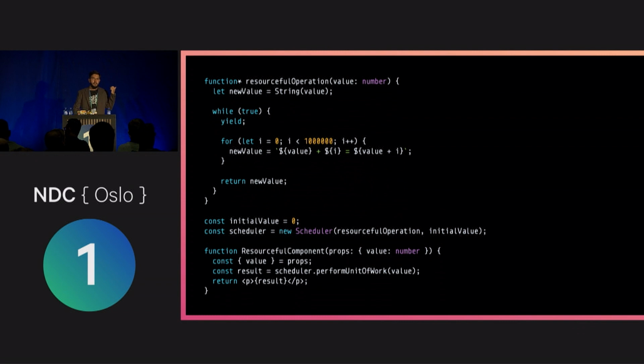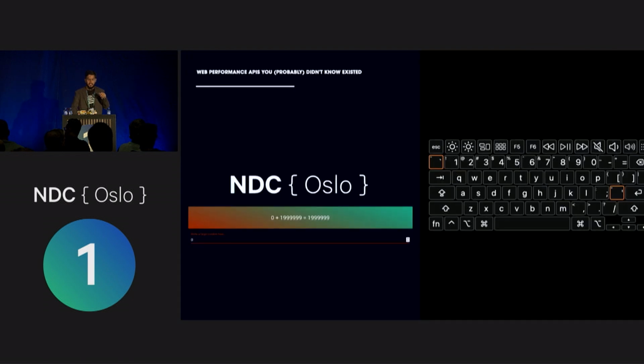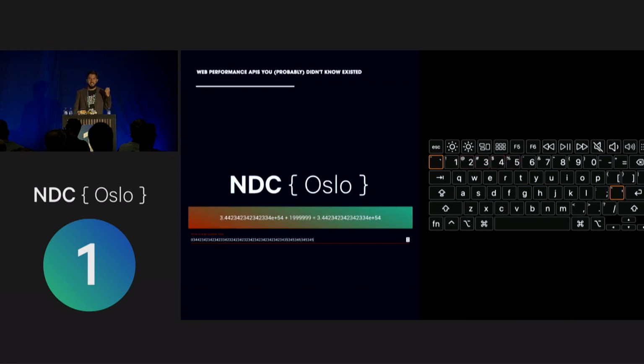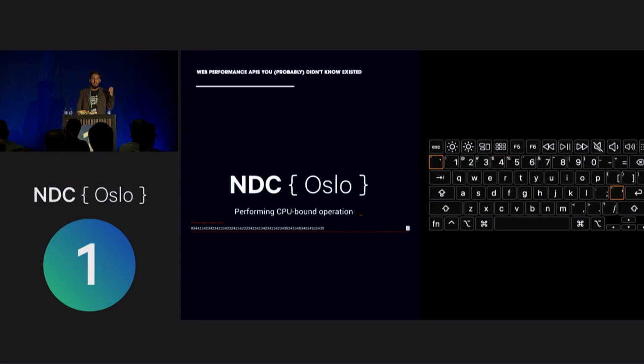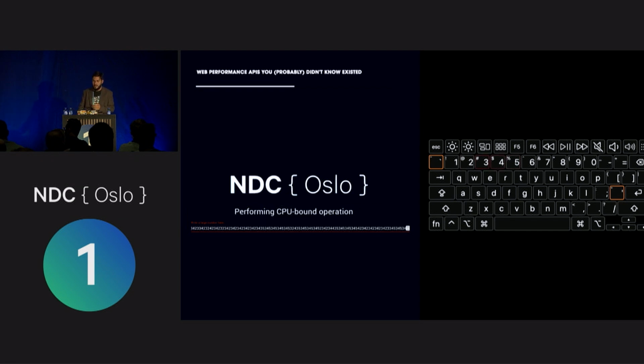We could turn that code a bit and, for example, promote it to a generator. And inside this generator, we yield execution back to the browser. So if we see that, these are going to be the results. As you can see, this API is compatible with Suspense, if you're familiar with React Suspense. And you can see that at no moment am I unable to input. It's really smooth. And of course, I'm going to see sometimes that it's performing some CPU-bound operation, but the UI is smooth all the time.